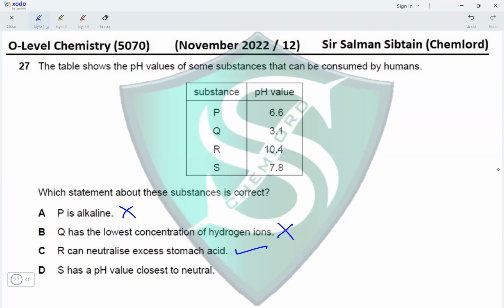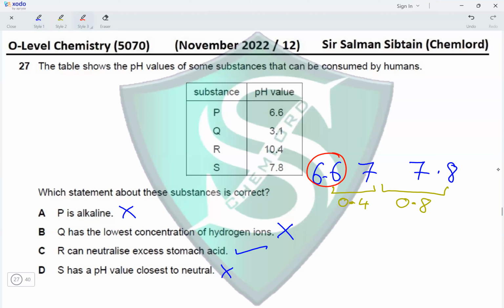Option D. S has a pH value closest to neutral. Neutral is 7. S has a value of 7.8 and P has a value of 6.6. The difference between 6.6 and 7 is 0.4 and the difference between 7 and 7.8 is 0.8. So the value 6.6 is closer to 7 than 7.8. So S does not have a pH that is closest to neutral, P does. So this option is also incorrect. Hence, option C is the correct option for this question.